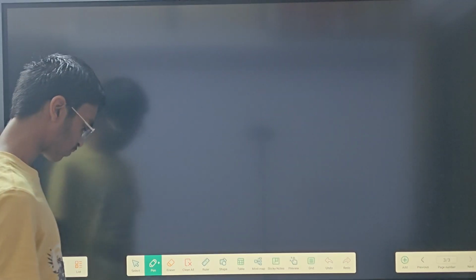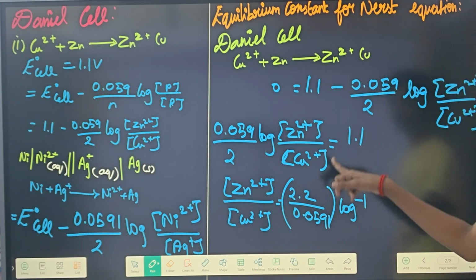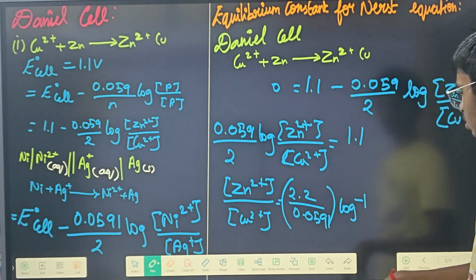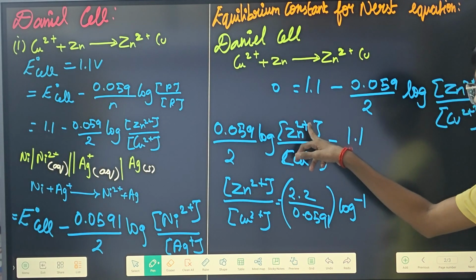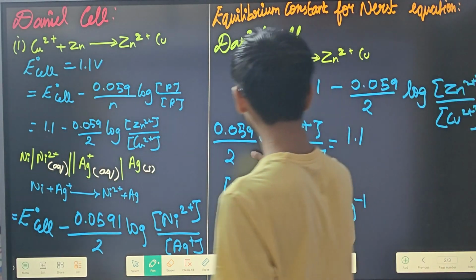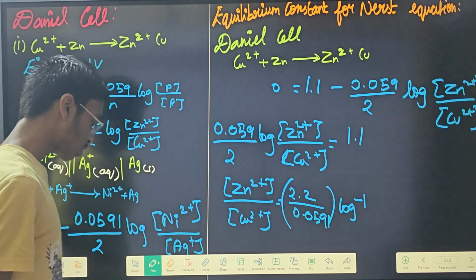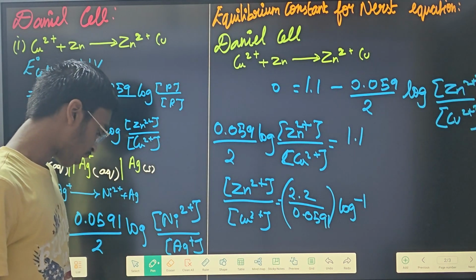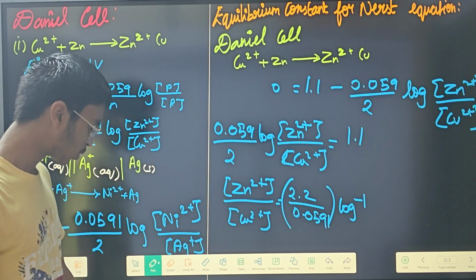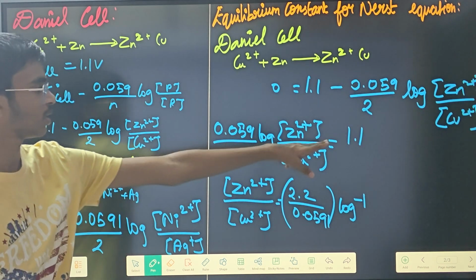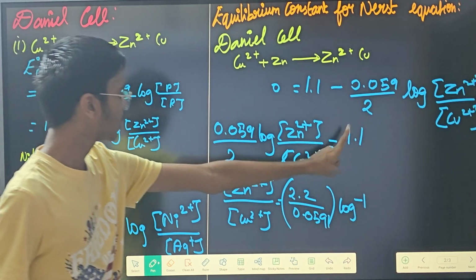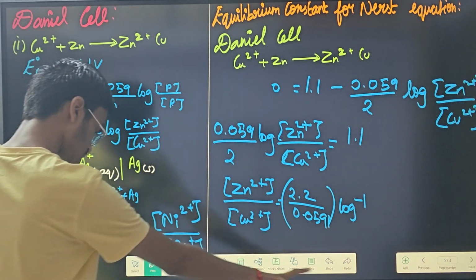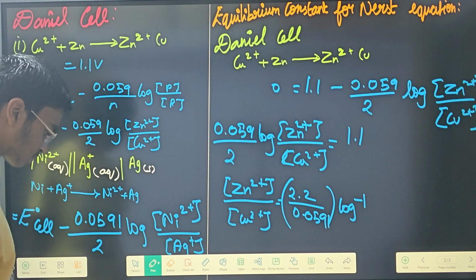If in case they have given the value of log Kc, see here, where is this log Kc? This is what is known as Kc: Zn2+ by Cu2+, right? So here log Kc is equal to what? E naught of the cell, which is 1.1, divided by, yeah, whatever I have written, right?